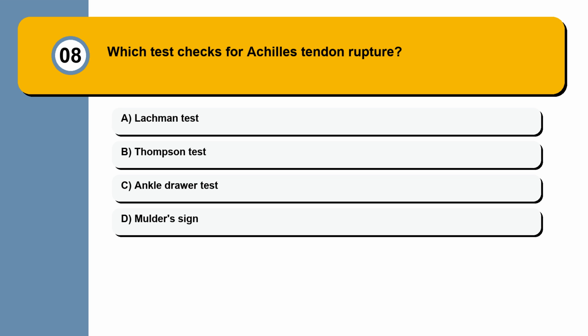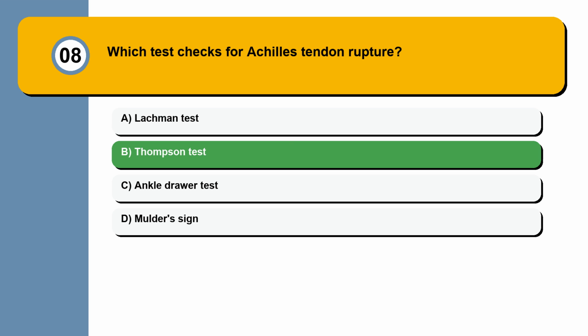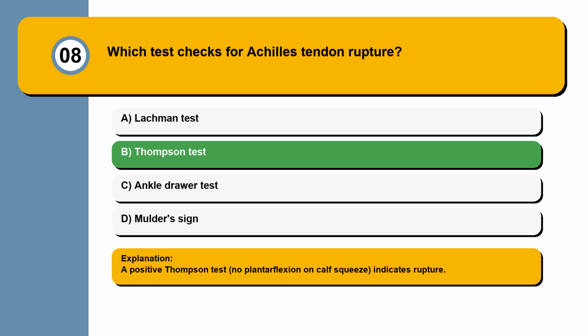Question 8. Which test checks for Achilles tendon rupture? Lachman test, Thompson test, ankle drawer test, Mulder's sign. A positive Thompson test, no plantar flexion on calf squeeze, indicates rupture.